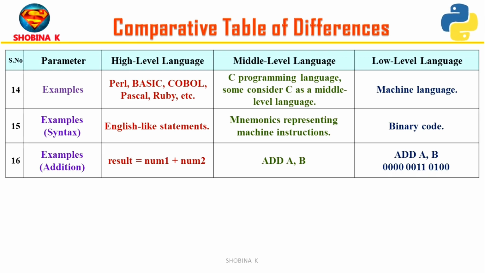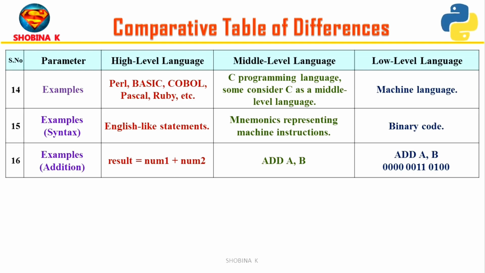And next, we have examples for addition in a comparative table. See the addition code for high-level language. Result equals num1 plus num2. And this statement adds the value of num1 and num2 and stores the result in result. Now look at the assembly language. Here we have add a comma b. And this statement adds the content of registers a and b.